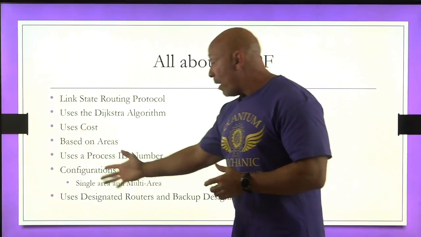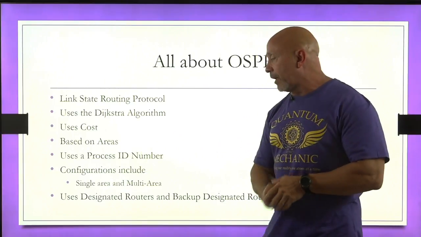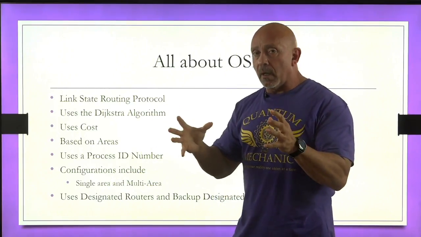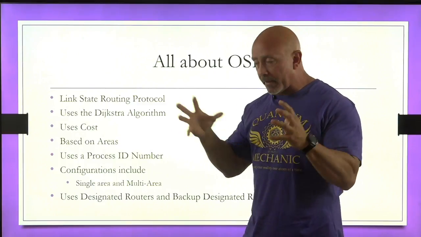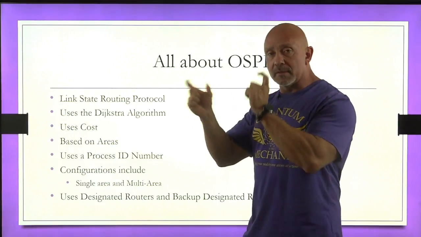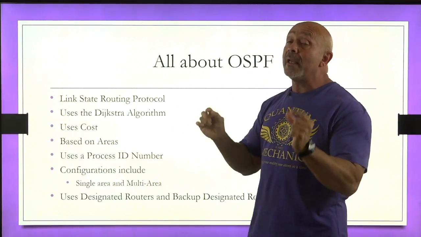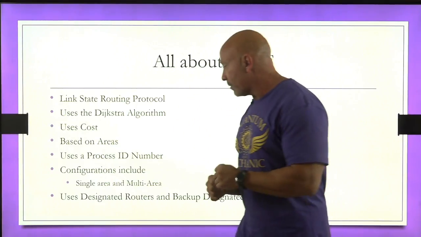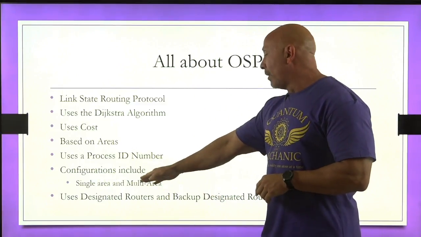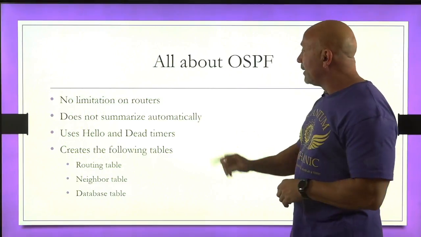And we'll be doing two types of configurations: a single area, which is a contiguous area, just like an autonomous system, where everybody shares the same routing table. And a multi-area, where you have routers in different areas, or I should say really interfaces in different areas. And we'll definitely talk about and do a lab with designated routers and backup designated routers.